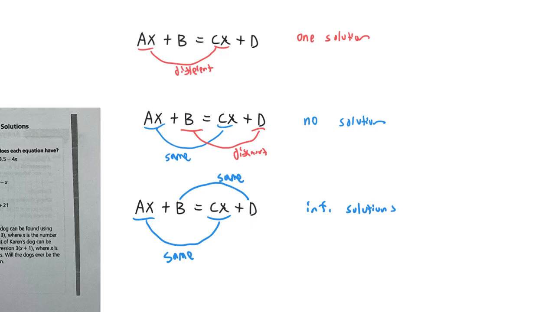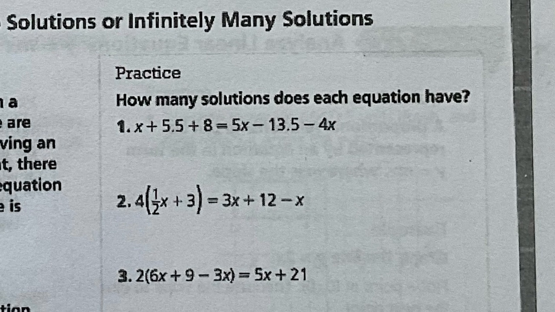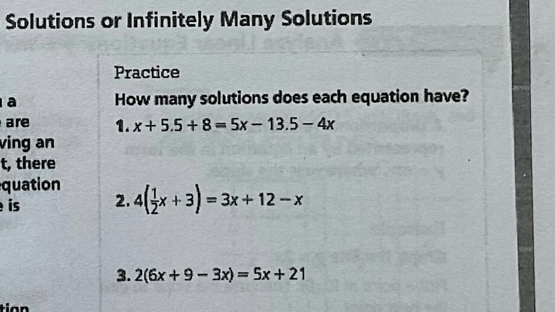So let's dive in. How many solutions does this thing have? Well, right away, of course, we have the opportunity to combine like terms here. We would have x plus 13.5. And here, that would be x minus 13.5. So this is a scenario where the x terms are the same, but the constants are different. Therefore, that is no solution.